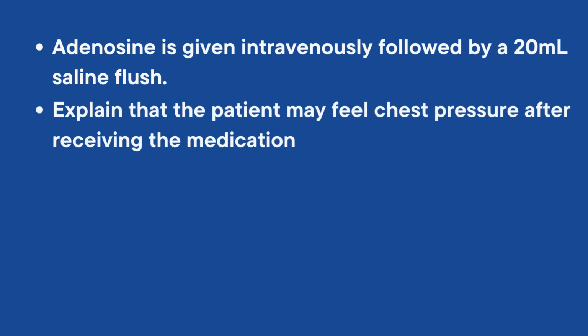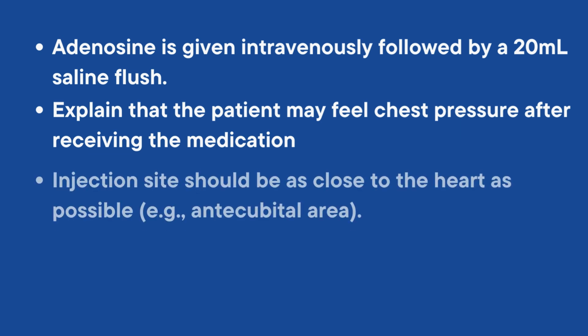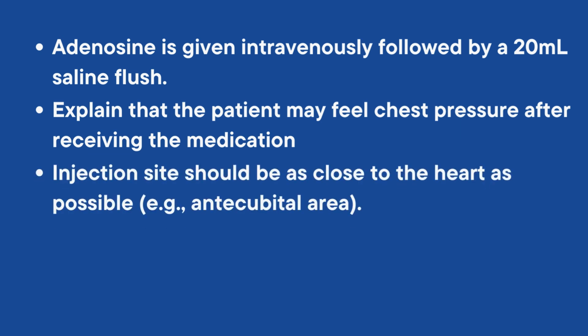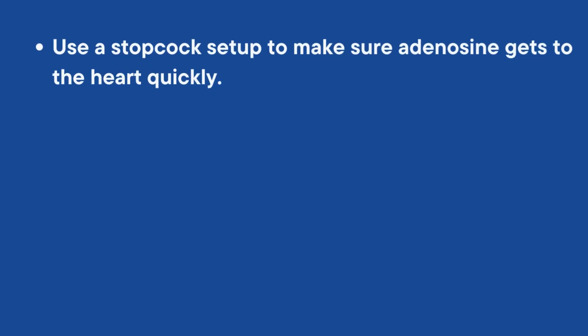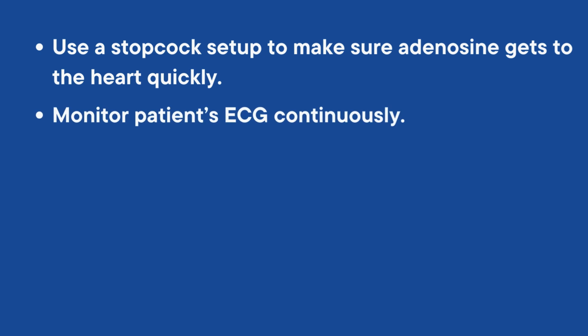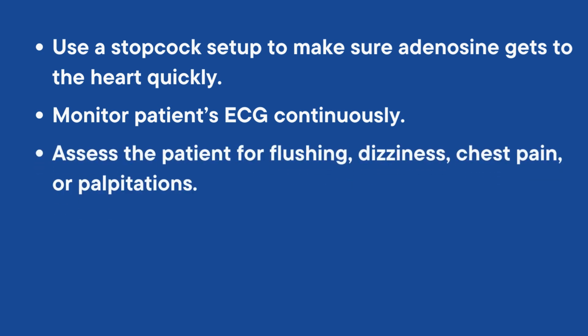While giving adenosine, we have to explain to the patient that the patient may feel chest pressure after receiving the medication. Injection site should be as close to the heart as possible. For example, the antecubital area is preferred. Give the IV dose rapidly over 1 to 2 seconds and follow with a rapid 20 ml normal saline flush. Use a stopcock setup to make sure adenosine gets to the heart quickly. Monitor the patient's ECG continuously. A brief period of asystole is common. Assess the patient for flushing, dizziness, chest pain, or palpitations.